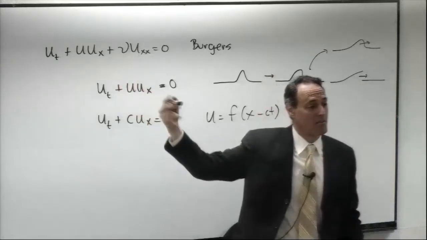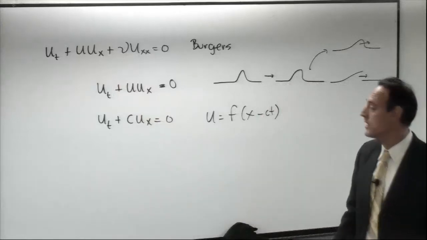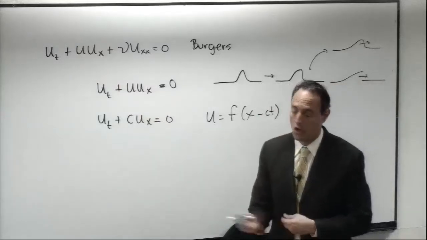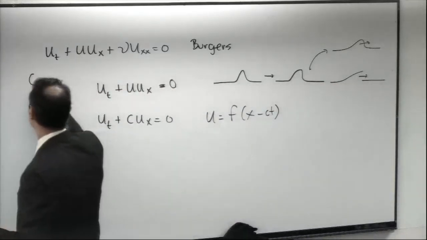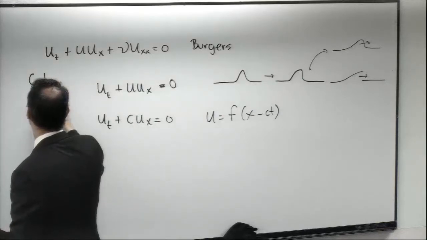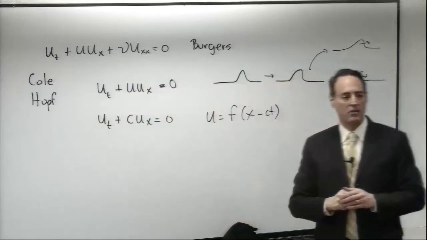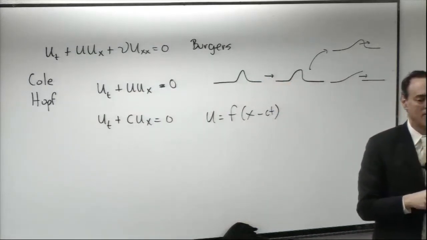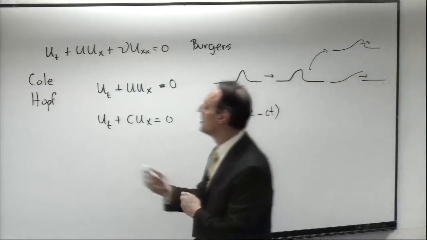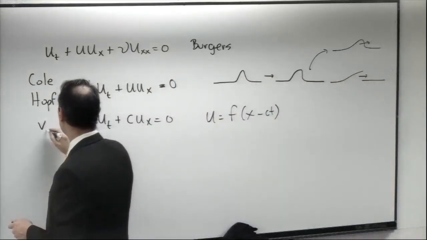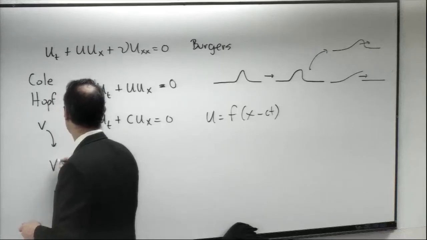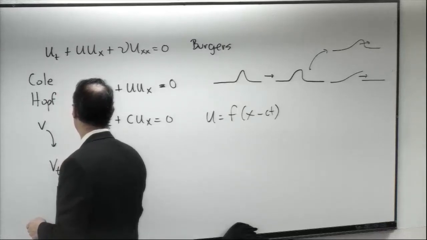So in the 1950s, this was such an important equation because people were really trying to understand it. Two people, Cole and Hopf, in two different papers, Julian Cole, can't remember Hopf's first name, actually found a transformation for this problem. It's kind of a rare find. They said there's a new variable v, where in this new variable v, this equation becomes linear.